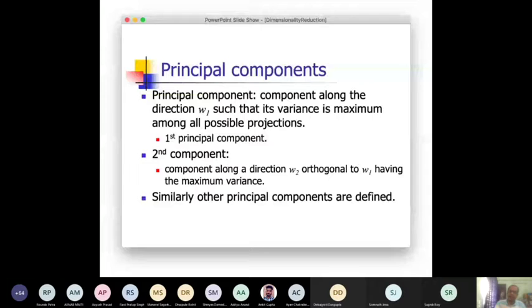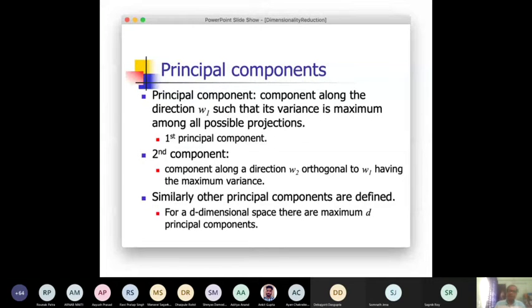So in this way, you can actually get a set of orthogonal vectors, and along which you are projecting the data points, and each projection is giving you a component. So in the complete projection case, that means from d-dimensional to d-dimensional, if you retain all the components, you are not losing any information.